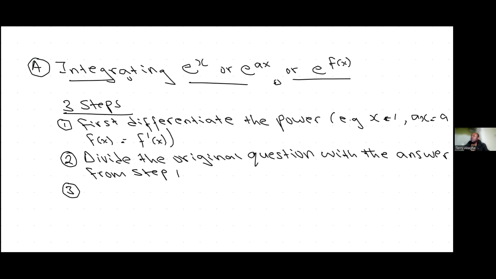Let me just give a classical example. If we have e raised to power x, we've differentiated the power and we got 1, so it's going to be e raised to power x divided by 1. If we have e raised to power ax, we differentiated ax to give a, so it's going to be e raised to power ax divided by a. Does that make sense? Or if it's a function, it's going to be e raised to power f of x divided by f prime x. So basically that's what we are talking about.